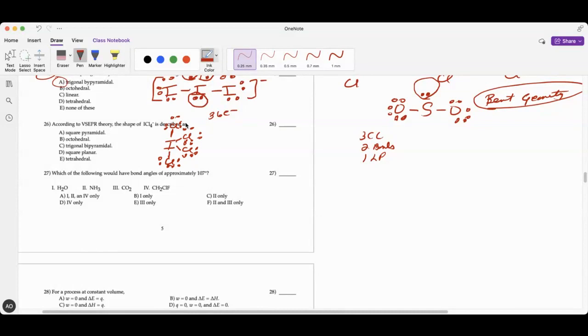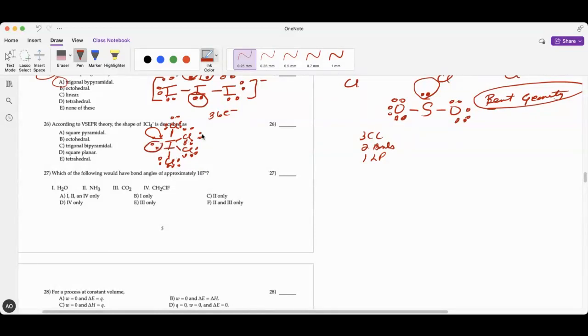Wait a minute. 6 times 4 is 24, 26, 28, 30, 32, 34. So I need to put 2 lone pairs on the iodine. So 2 lone pairs on the iodine. I'll go ahead and do that.